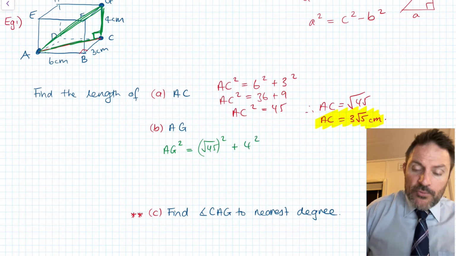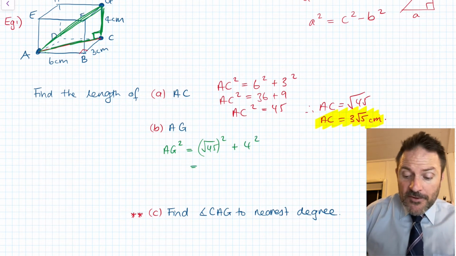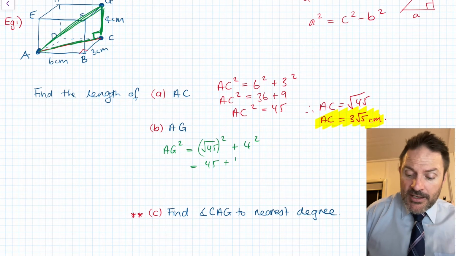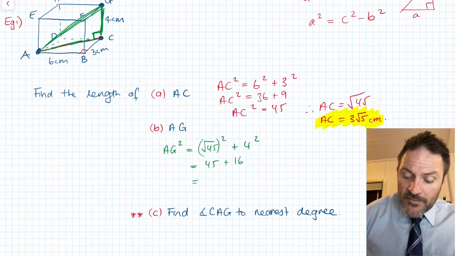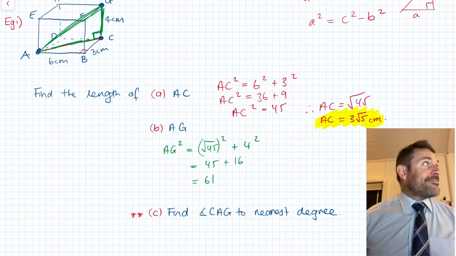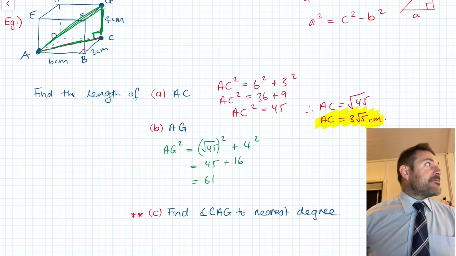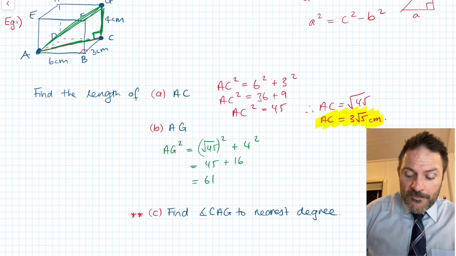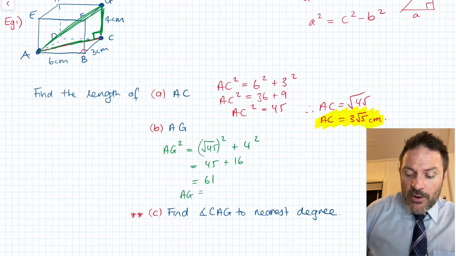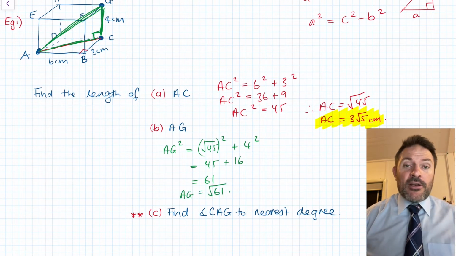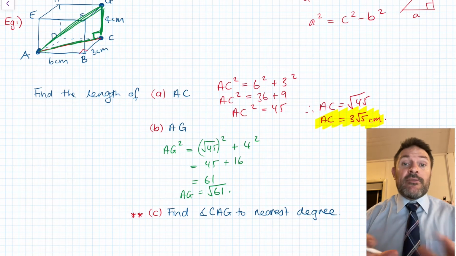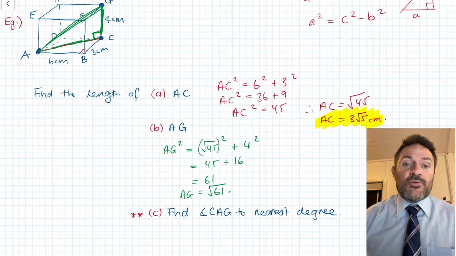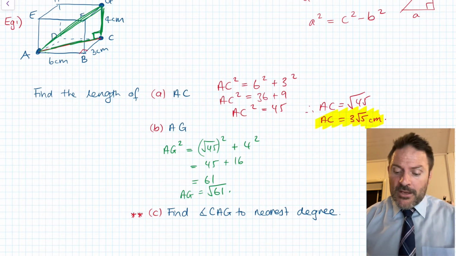Now, of course, root 45 squared is just 45. We have 4 squared is 16. Therefore, we have the answer of 61. Now, in order to find AG, we can square root 61, and that's our final answer. Again, you can do decimal rounding or significant figures. That's up to you. I'm going to leave it as root 61 and go from there.